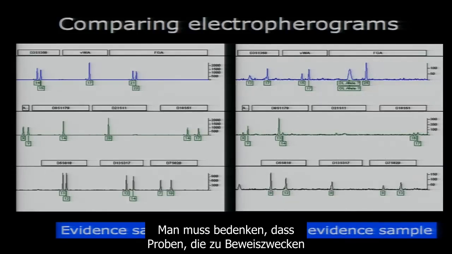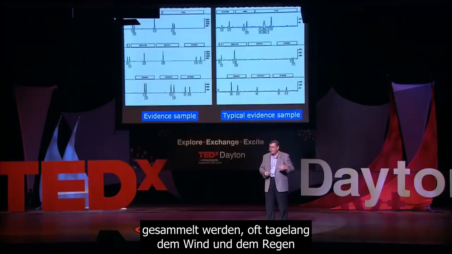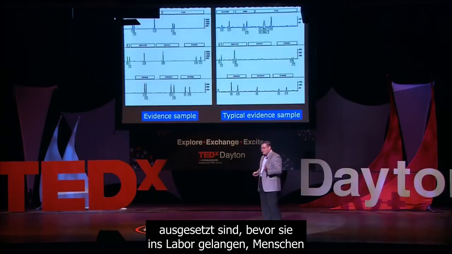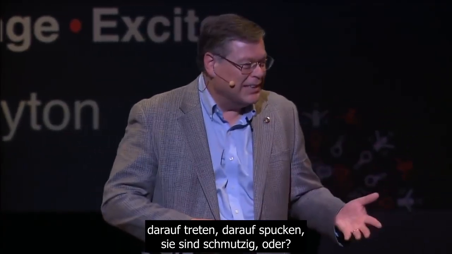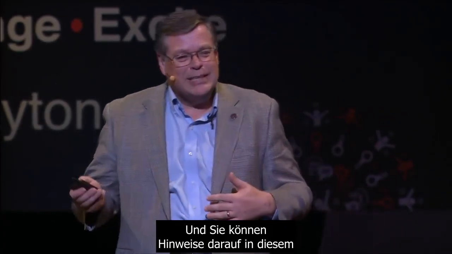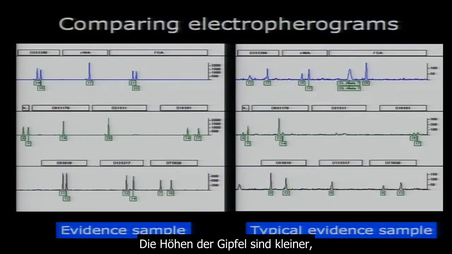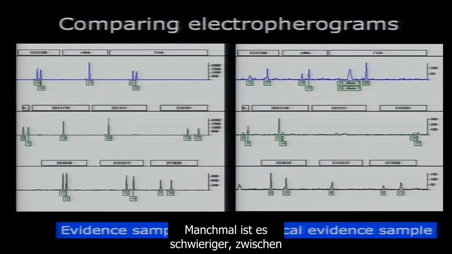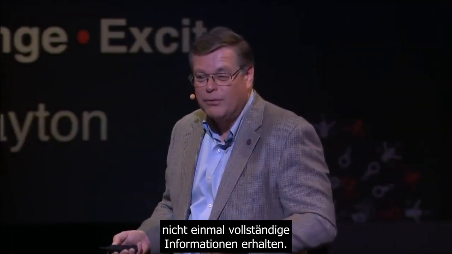You have to bear in mind that samples that are collected for evidence are often out in the wind and the rain for days before they make it into a lab. People step on them, they spit on them, they're messy, right? And you can see indications of that on this new set of electropherograms. The heights of the peaks are smaller, it's harder to sometimes distinguish between signal and noise, and there are spots where we may not even be getting complete information.